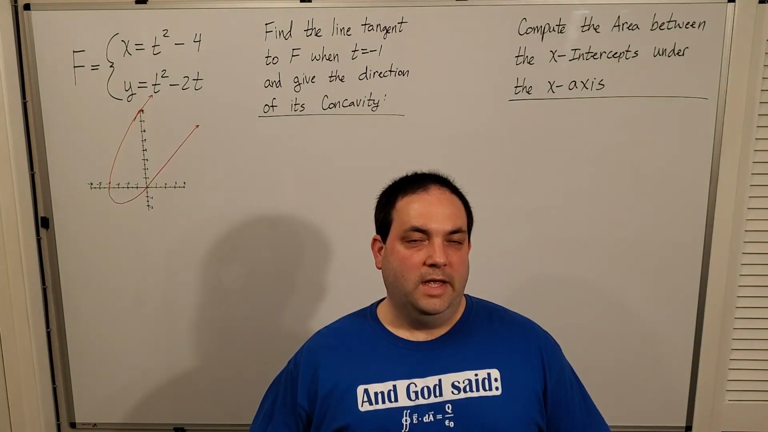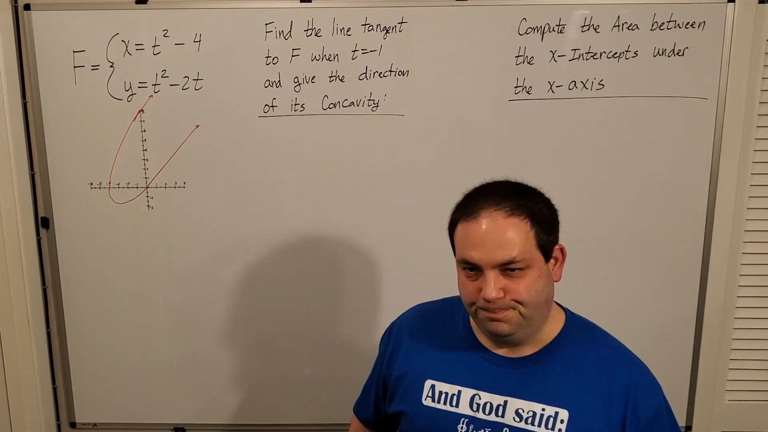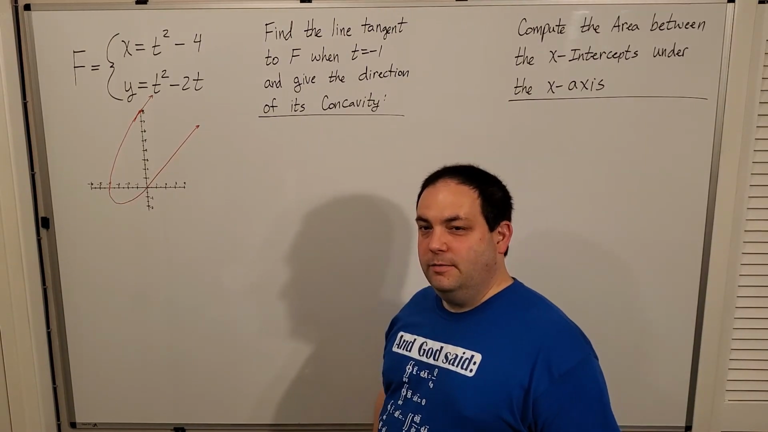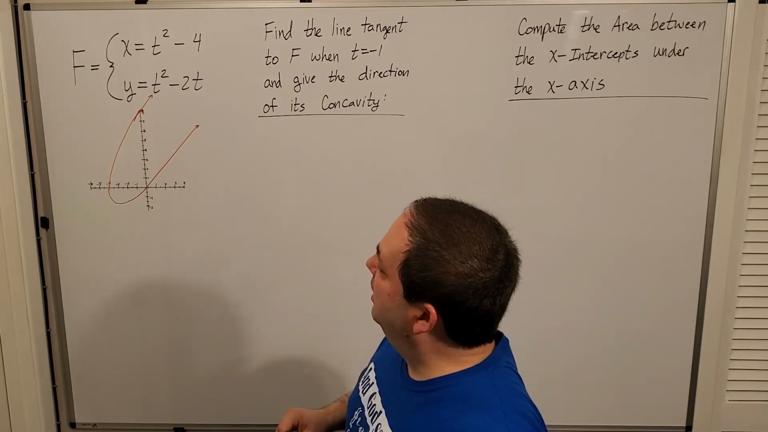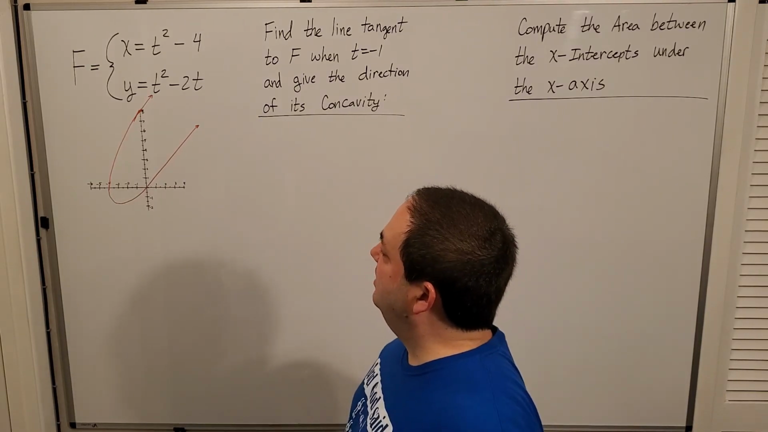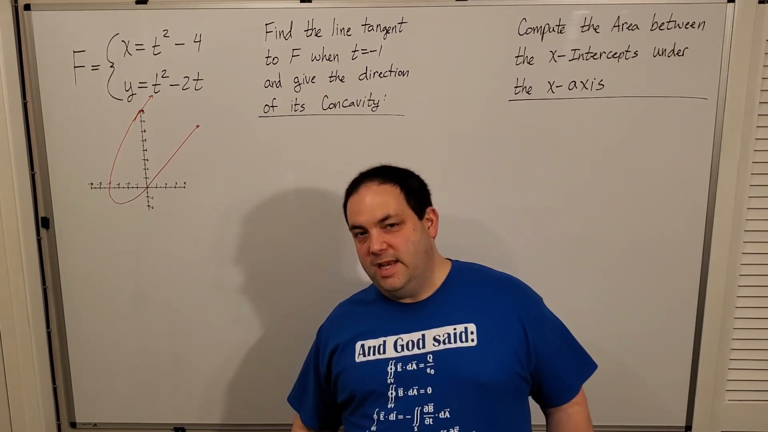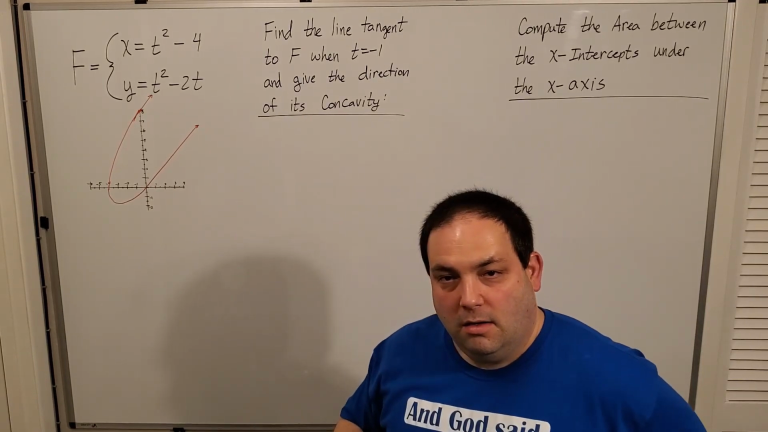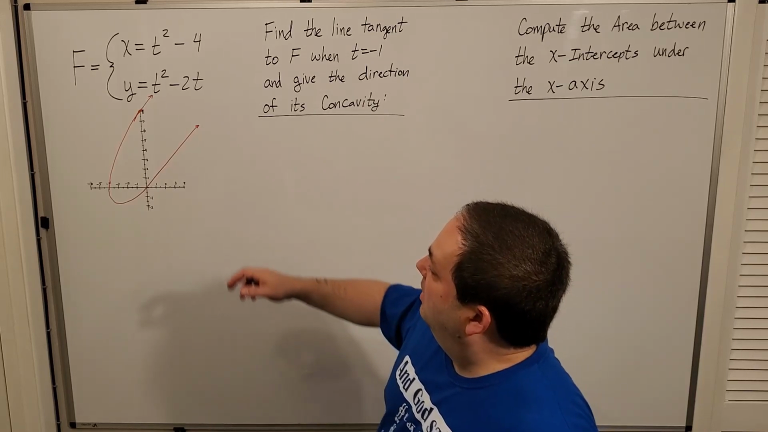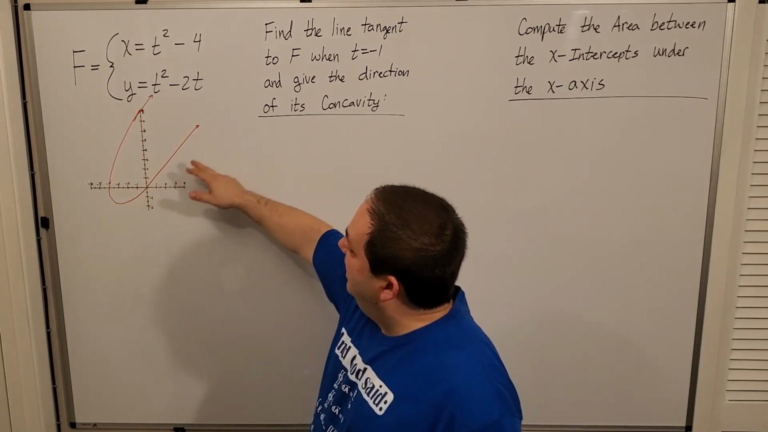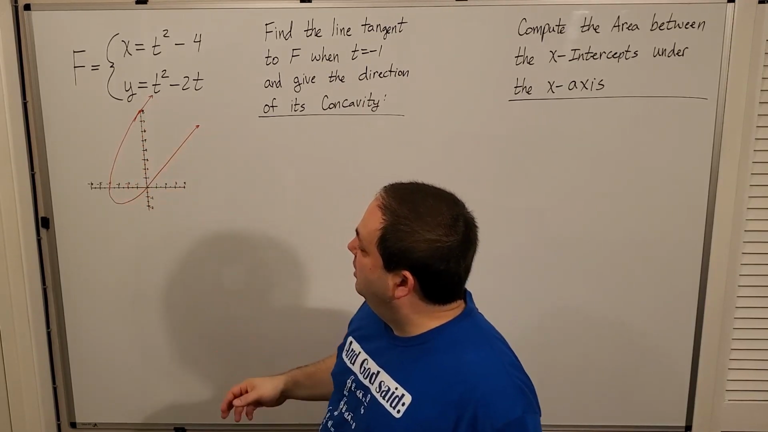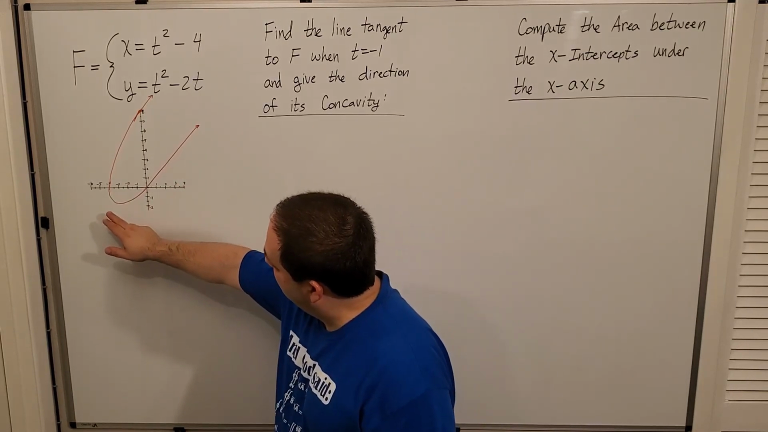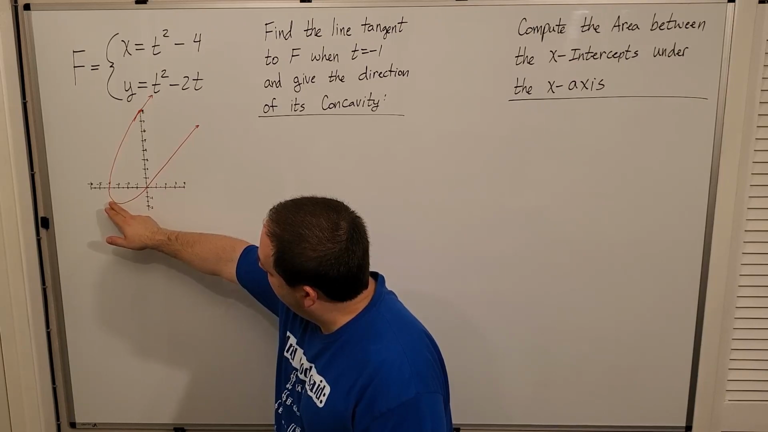First problem is a parametric equation. So I have parametric equation labeled F, where x is t squared minus 4 and y is t squared minus 2t. And I even gave the graph when I gave this problem too. It is a sideways canted parabola that's been shifted over a bit. You can tell the vertex is beneath the axis somewhere over right here.